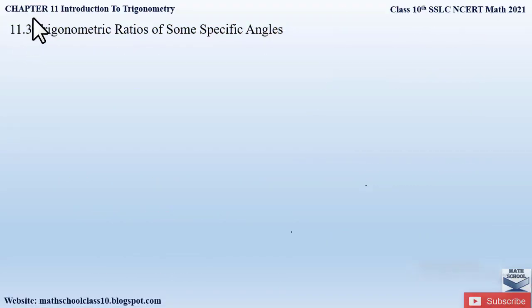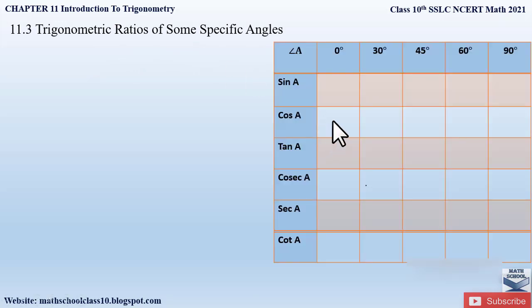Section 11.3 from chapter 11, Introduction to Trigonometry, says trigonometric ratios of some specific angles. So here in this section we will determine the trigonometric ratios of some specific angles, that is 0 degree, 30 degree, 45 degree, 60 degree and 90 degree. This table will be very important as you have to memorize the trigonometric ratios for these angles, as it will be helpful to solve your exercise problems.